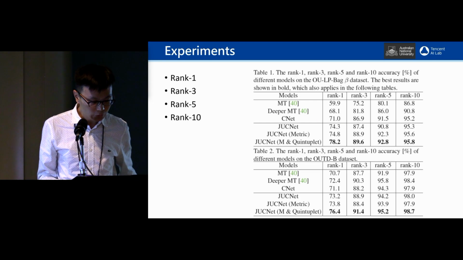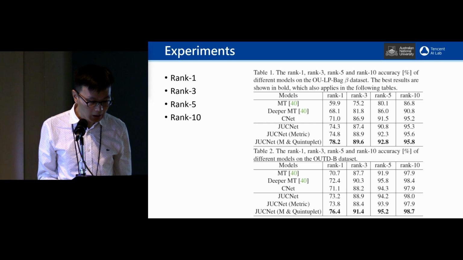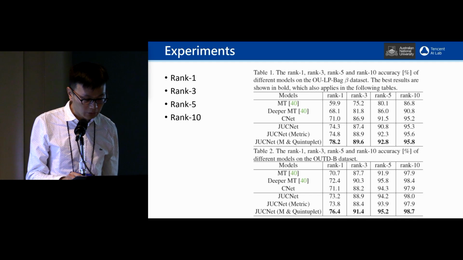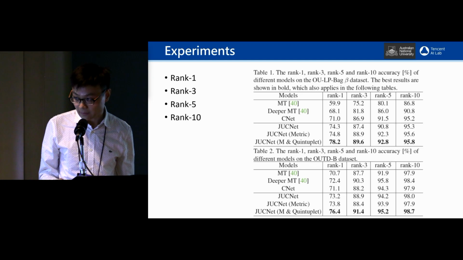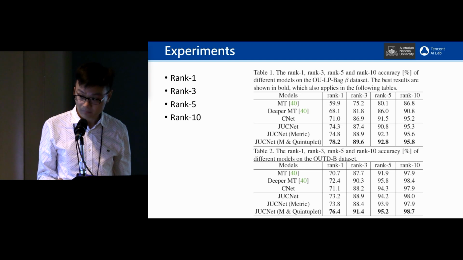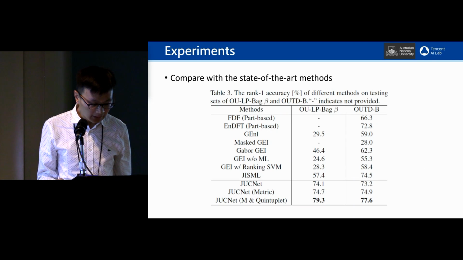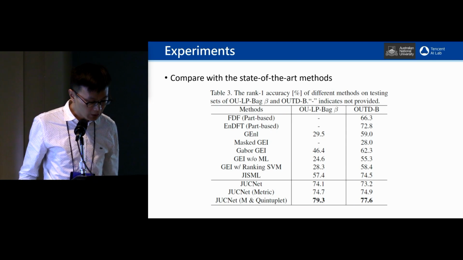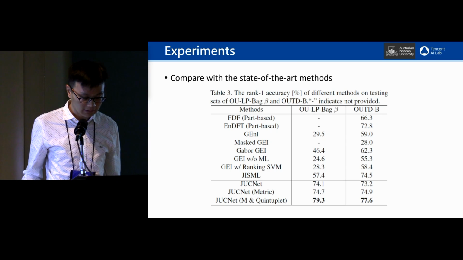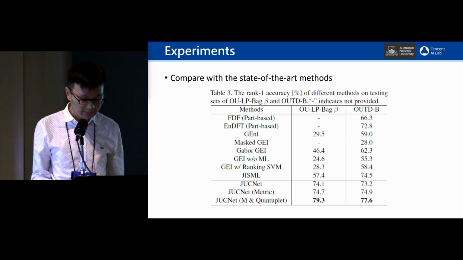In order to show the effectiveness of GUC-net and the quintuplet loss function, we reported the results of different rank accuracies of 6 models on 2 data sets. This table shows that the GUC-net and the loss outperform the conventional models. Then we compare our methods with several other state-of-the-art methods. The results in table 3 show our methods can outperform the state-of-the-art methods on both data sets.